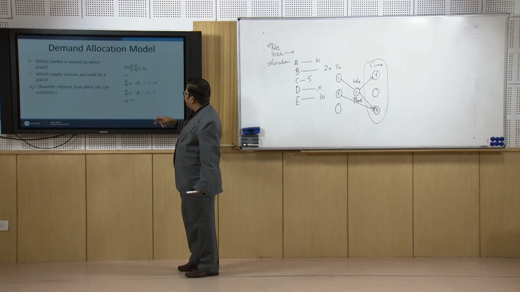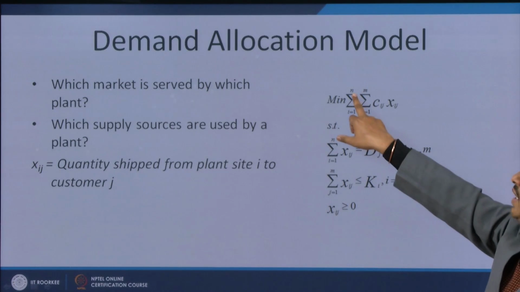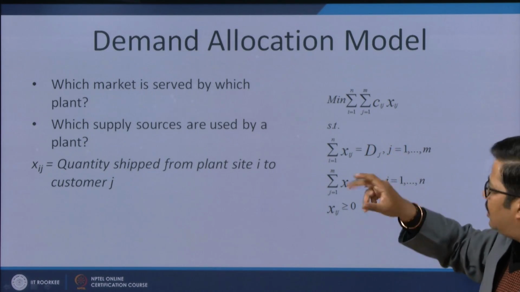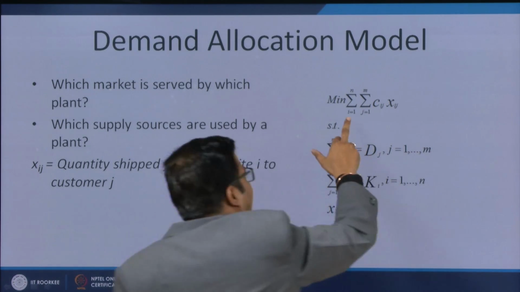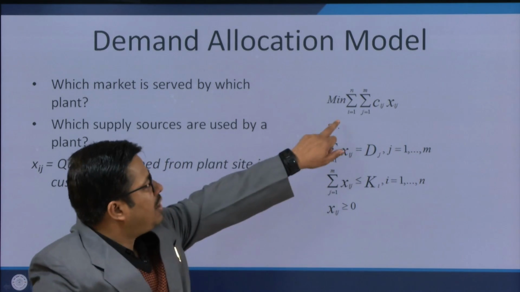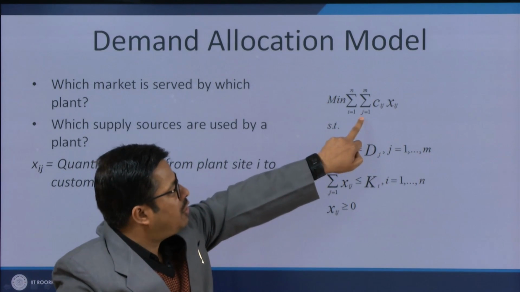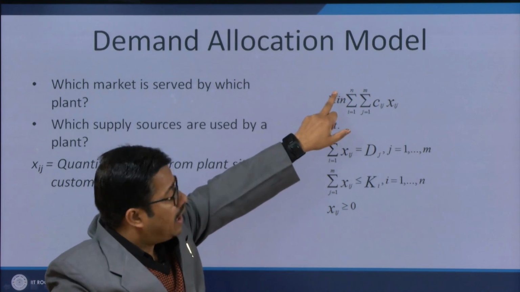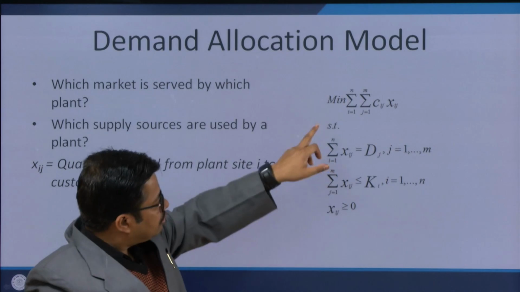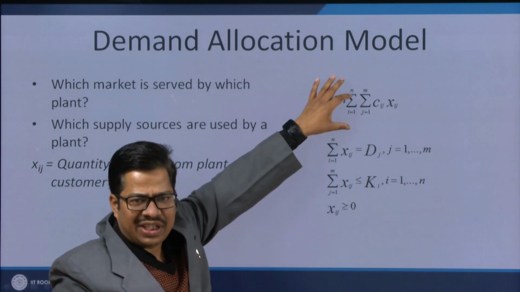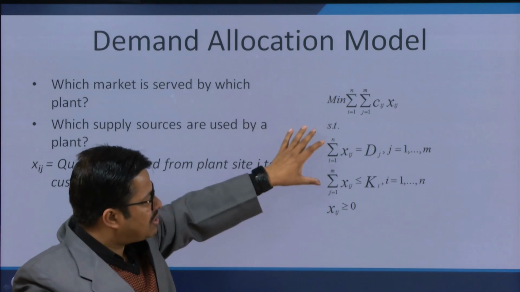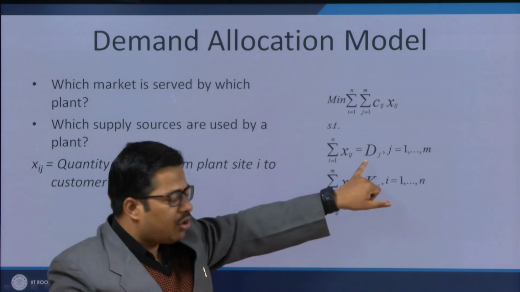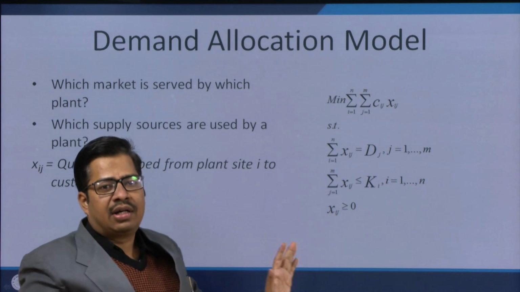And we consider that there are n sources and m destinations. Therefore i varies from 1 to n and j varies from 1 to m, because m destinations and n sources are there. This objective function is subject to certain constraints. The constraints are that the demand of all the destinations is completely met.